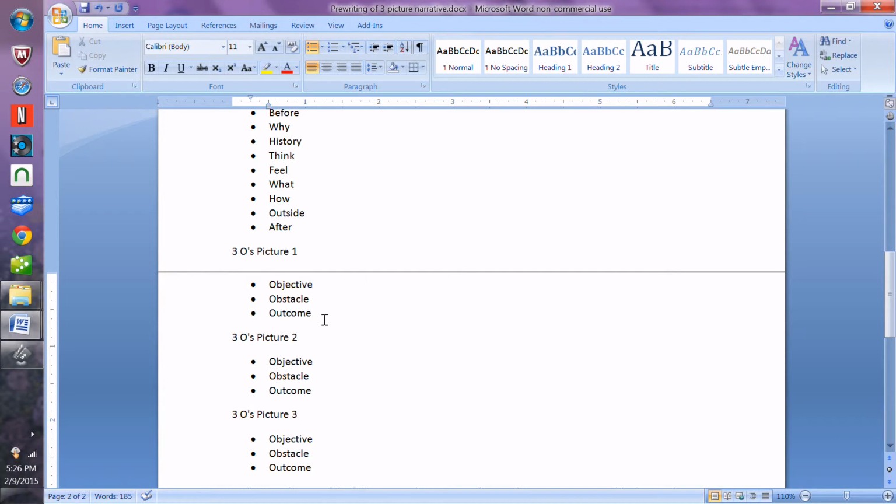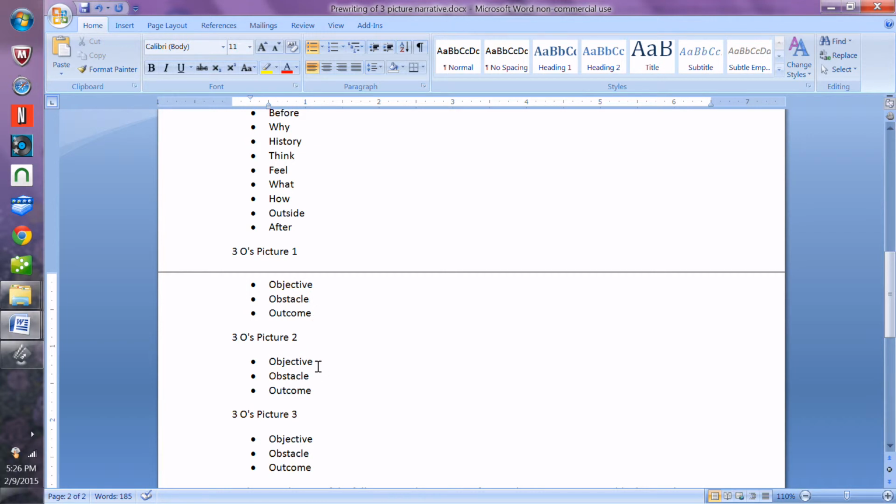Okay, so he has an obstacle. His obstacle is shaking hands, and his outcome would be to do some exercises. So the outcome is how he's going to try to overcome the obstacle. It doesn't mean he completely overcomes it in that chapter, but that's where he's headed with it.